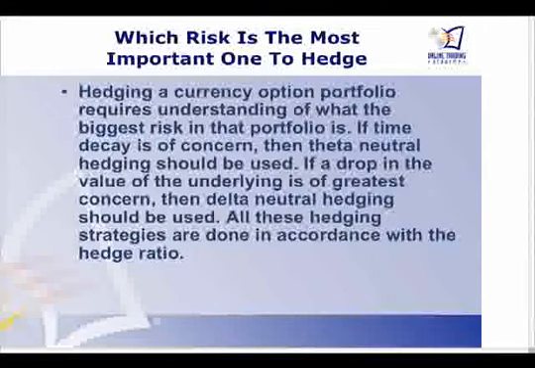So it would, again, depend on the portfolio that you have, which one of these risks would be more important to hedge, okay? So if time decay is of concern, then the Theta neutral hedging strategy should be used. If a drop in the value of the underlying is of greatest concern, then delta neutral hedging would be good. But these are advanced strategies that you have many experts come on here and talk about all the time.